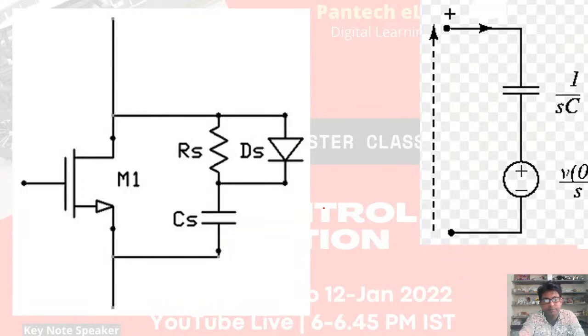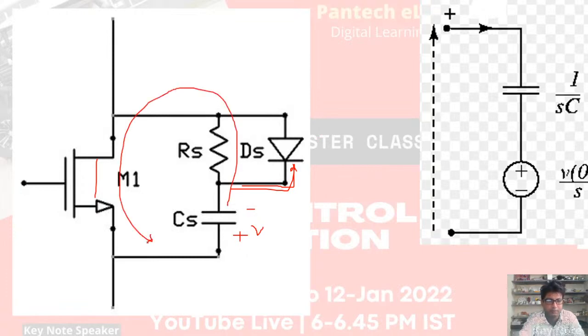Now you see, once the capacitor is fully charged with the voltage V, if you take the Laplace transform of that, now this is plus and this is minus. Now when again the switch is closed, the capacitor will try to discharge, but it will not follow this diode path because it is reverse biased. Then it will take this path to discharge.